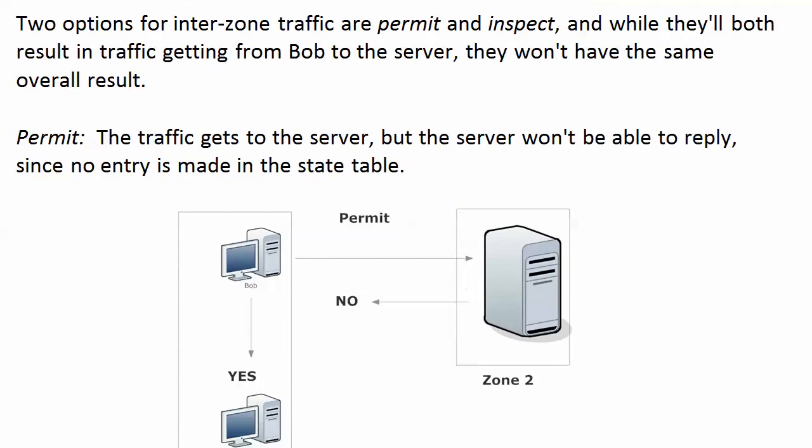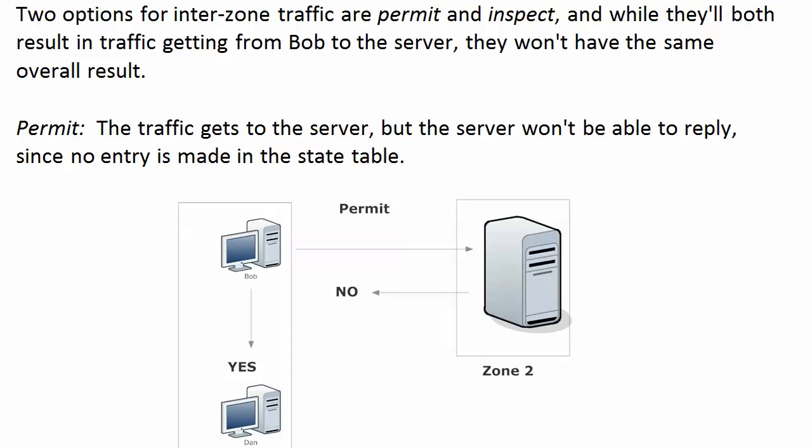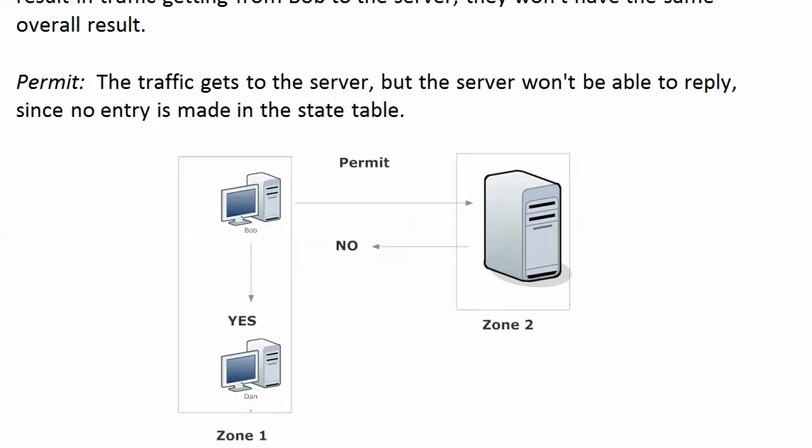Now, permitting and inspecting, as I mentioned, they are not the same thing. Two options for interzone traffic are permit and inspect. And while they'll both result in traffic, in this case getting from Bob to the server, they will not have the same overall effect. Now, if we use permit, the traffic would get to the server. Bob would be able to send traffic to the server. But with permit, there's no entry made in that state table we talked about earlier. Remember the established connections? We talked about the importance of that.